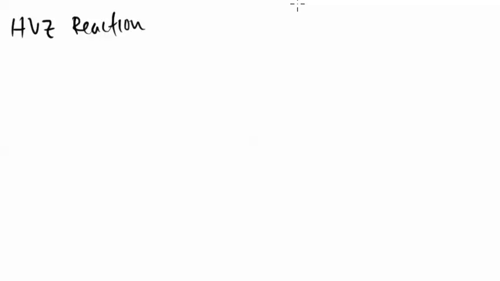The HVZ reaction, again, Hell-Volhard-Zelinsky, is going to start with a carboxylic acid. And the carboxylic acid is C double bond OOH. And then we've got to have some kind of R group out here. So let's just do CH2 and CH3. Keep it simple.